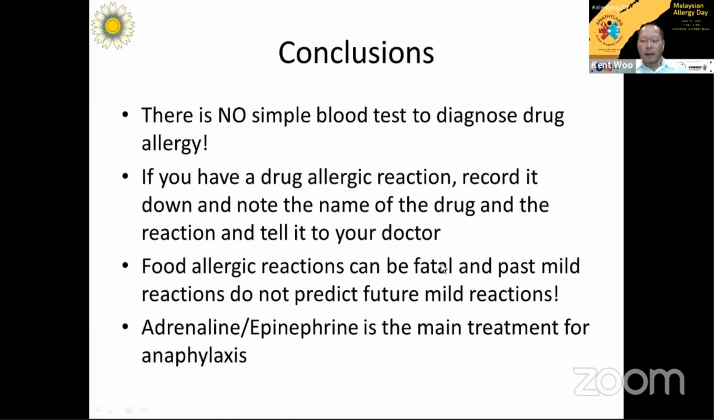So this is the final part of my talk, the conclusion. A few points I want to share with everyone out there. There is no simple blood test to diagnose drug allergy. If you have a drug allergic reaction, please record it down, note the name of the drug and what happened, and tell your doctor. Food allergic reactions can be fatal. And just because you had mild reactions in the past doesn't mean that future reactions will be mild. And finally, if you had allergic reactions, adrenaline or epinephrine is the main treatment for anaphylaxis.